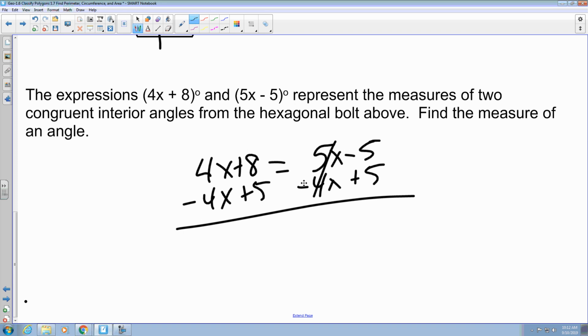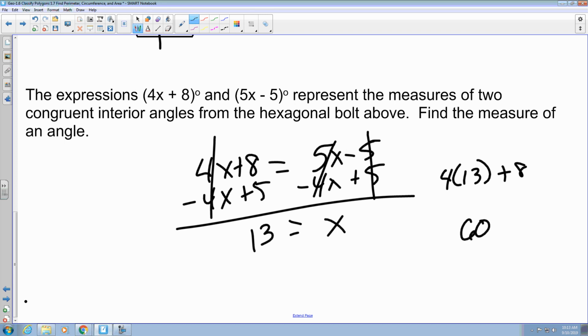Oh, I'm sorry, this doesn't get canceled. This gets canceled. This just turns to x. This would get canceled, and it would become 13. But again, you just have to plug it into any one of these two. Let's say I plug it in with the first one, 4 times 13 plus 8. 4 times 13 is 52. 52 plus 8 is 60 degrees.